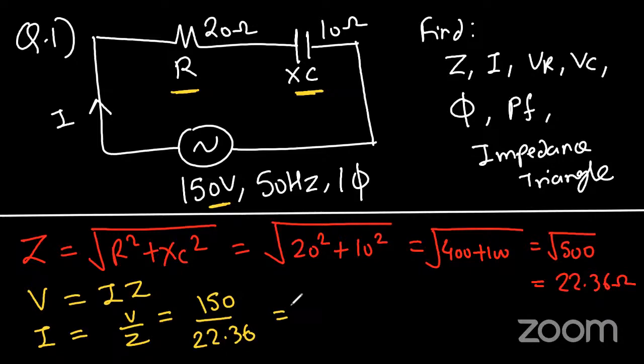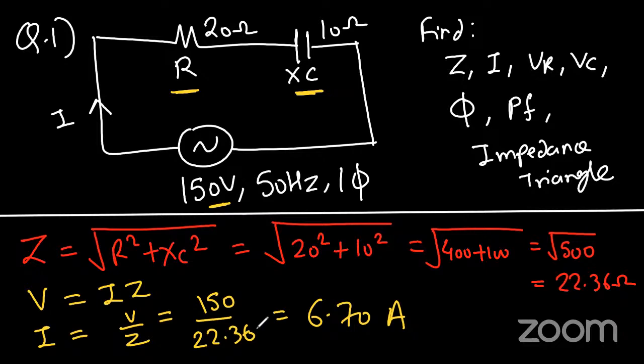नहीं, 8.94 नहीं. 8.94 is wrong. I is V by Z, na? So 150 divided by 22.36, na? So anyone with the value of I other than 8.94, 6.70, correct? It's a 6.70, na? So the current is 6.70. Perfect. 8.94 नहीं.